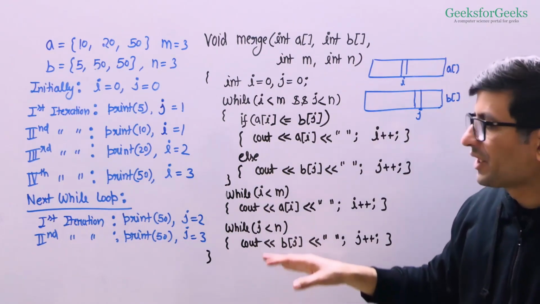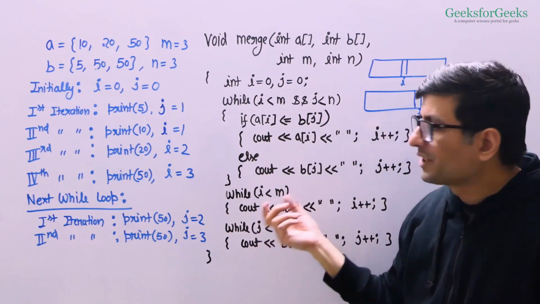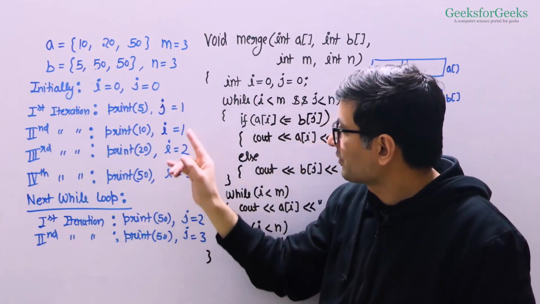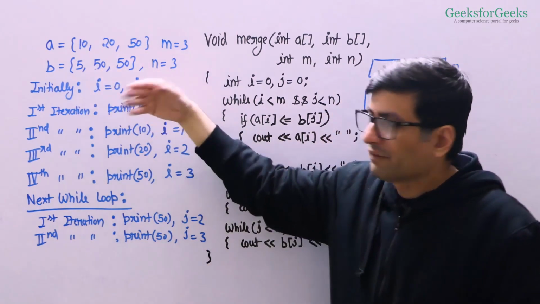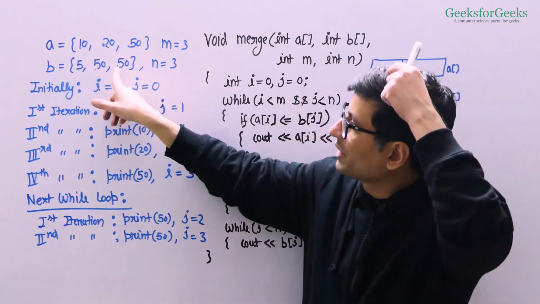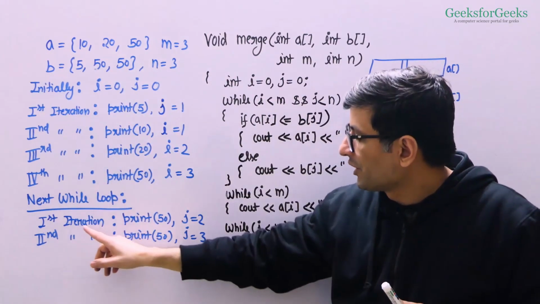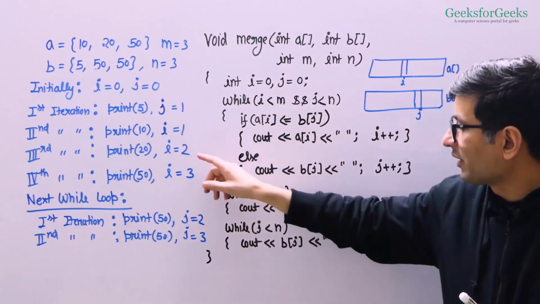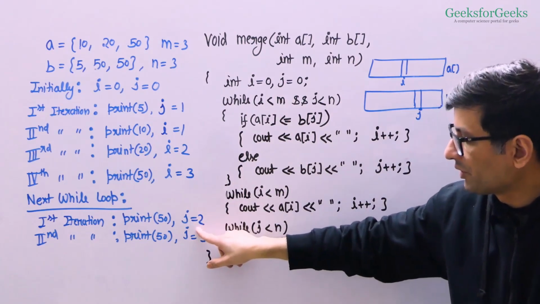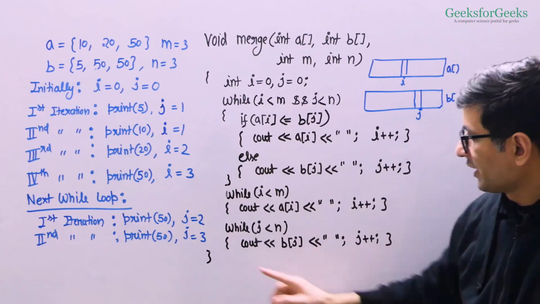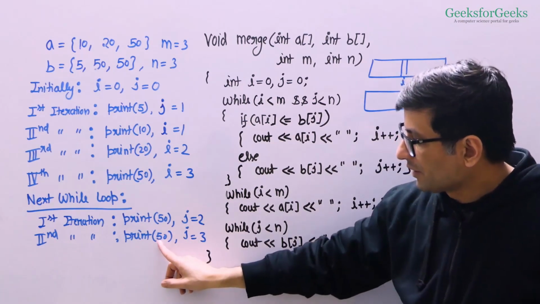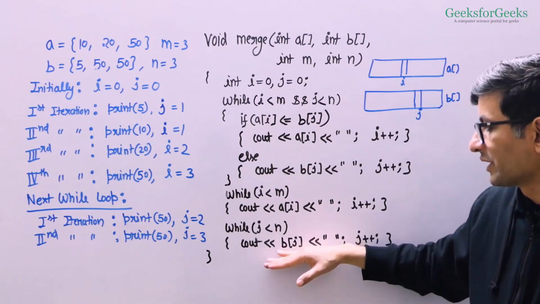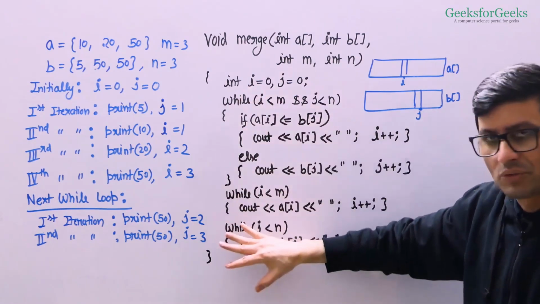In this case, we are going to execute this loop while j is smaller than n, right? Because we have j as 1 right now, and we have elements to process in array B, these 2 elements 50 and 50. So we run an iteration for j equal to 1 and print 50, then make j equal to 2. Then we run one more iteration, print 50 and make j equal to 3. Now j becomes invalid, so we come out of this loop as well. So this is how this function works.